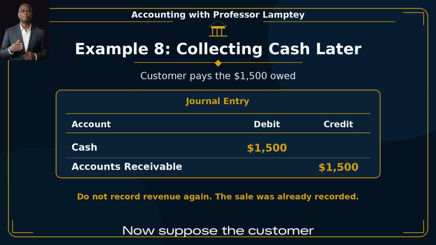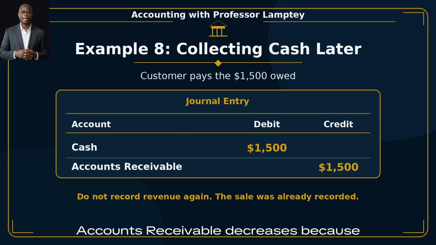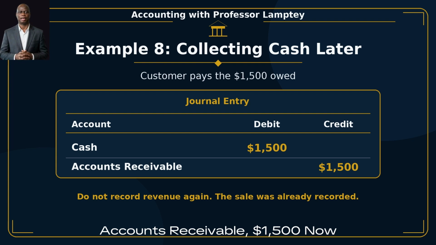Now suppose the customer later pays the $1,500 owed to Amma. The accounts affected are cash and accounts receivable. Cash is an asset. Accounts receivable is also an asset. Cash increases because the business received money. Accounts receivable decreases because the customer no longer owes the business. So we debit cash and credit accounts receivable. The journal entry is debit cash, $1,500, credit accounts receivable, $1,500.